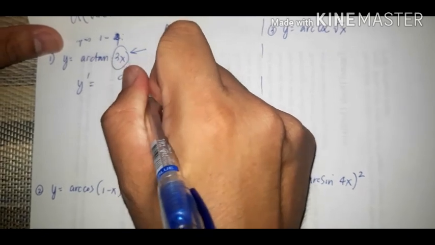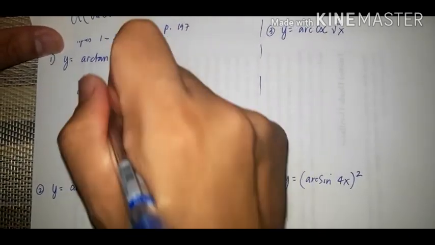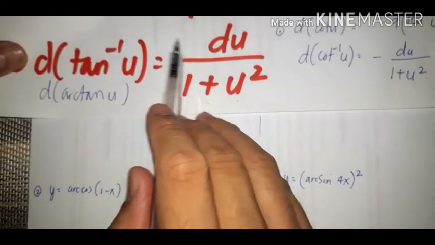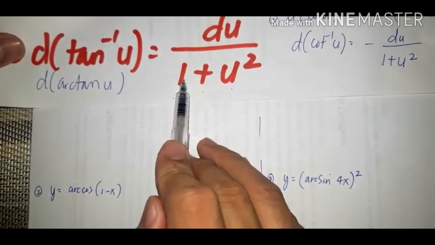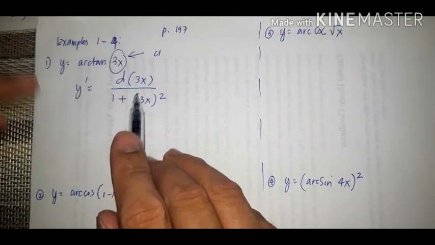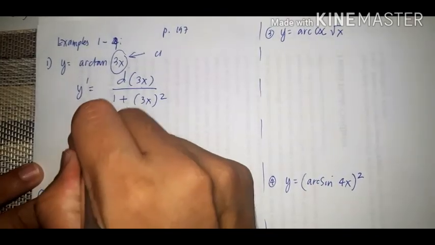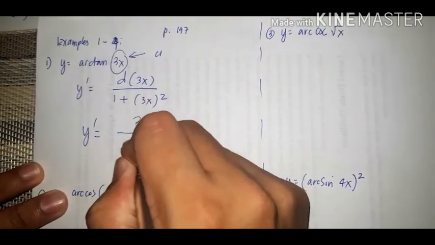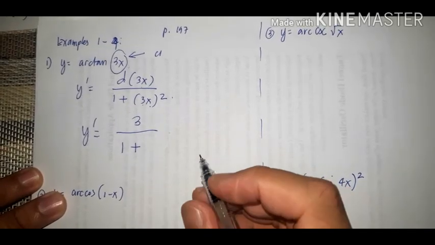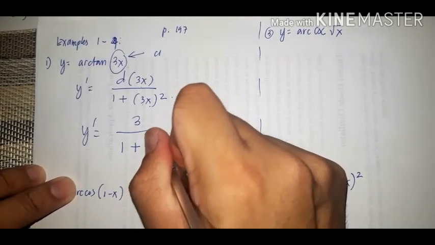So, if u is 3x, so if that represents your u, so this is simply y prime is derivative of 3x over 1 plus 3x raised to the second power. So, du, so derivative of 3x over 1 plus 3x quantity square. So, that gives you this one. So, but derivative of 3x is 3. So, this is 3 over 1 plus 3 squared, 9, x squared. So, this is 9x squared.